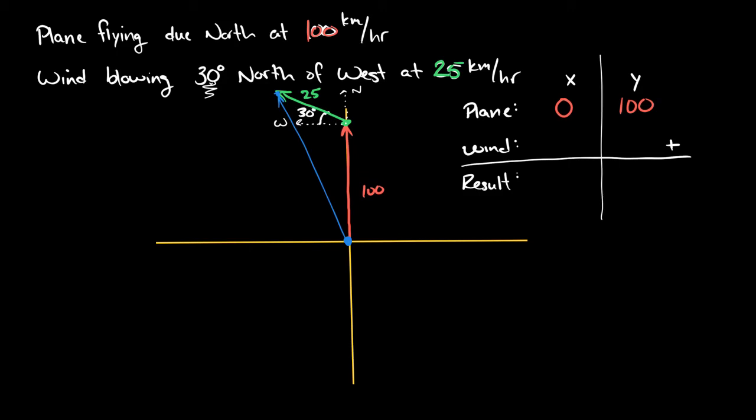The wind, not so much. So to do the wind, I'm going to get the wind by itself. I'm going to chart the wind. I have 12.5 in the positive Y direction and negative 21.65 in the X direction. Now, I've broken both vectors up into components. Now I need to add them up. 100 plus 12.5 will be 112.5 in the Y direction. 0 plus negative 21.65 is negative 21.65 in the X direction. This is the result of the wind and the plane.